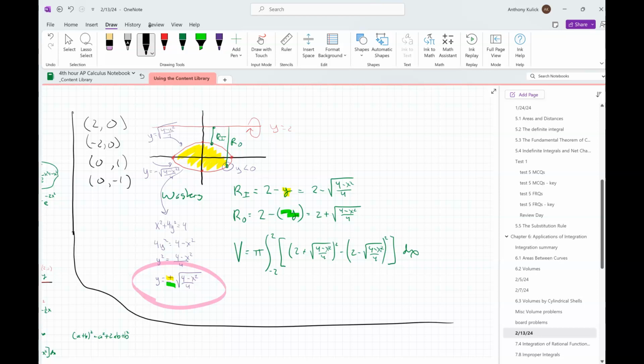And most of the problems that can be done with discs and washers aren't really any much harder to do as a shell problem.